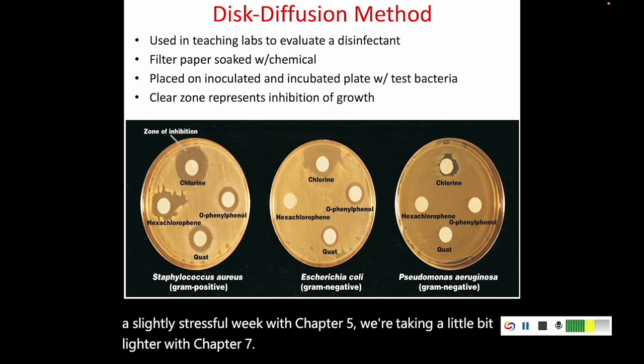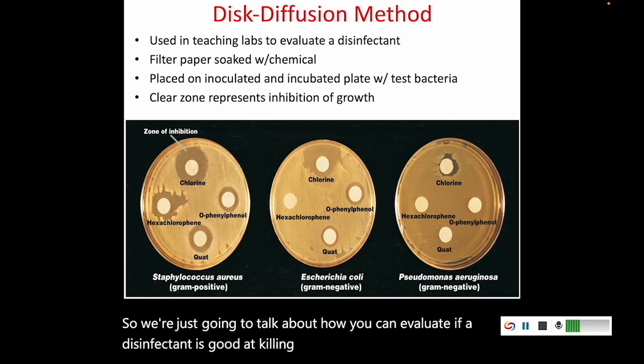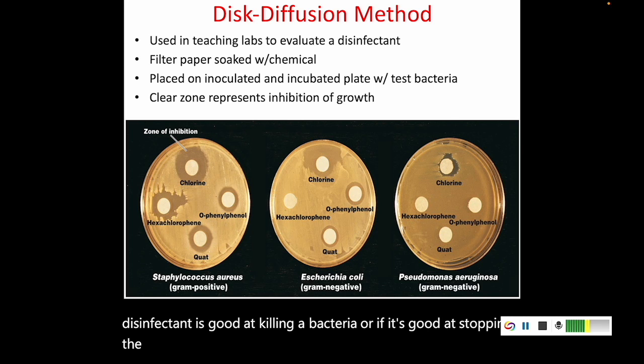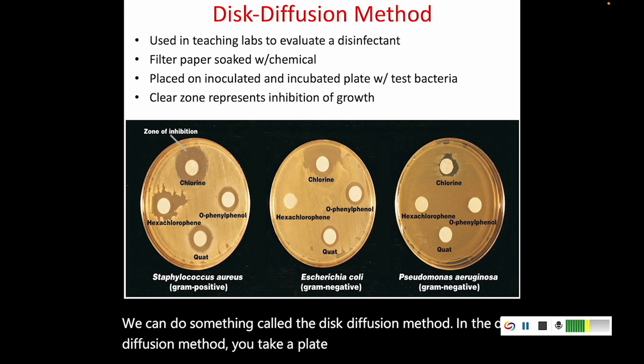We're just going to talk about how you can evaluate if a disinfectant is good at killing a bacteria or if it's good at stopping the bacteria from growing. We can do something called the disk-diffusion method. In the disk-diffusion method, you take a plate and cover it with bacteria.